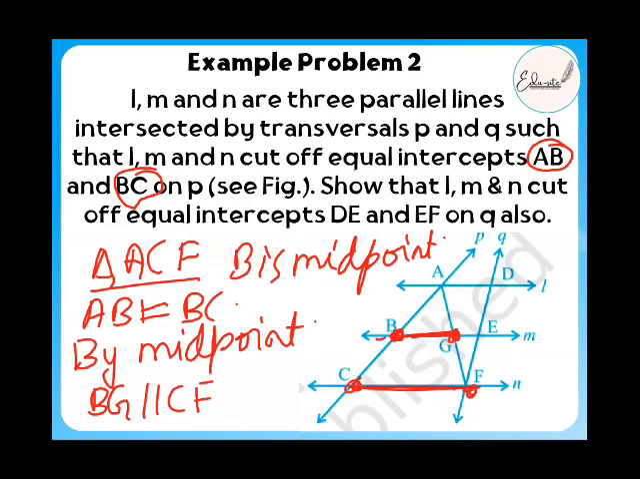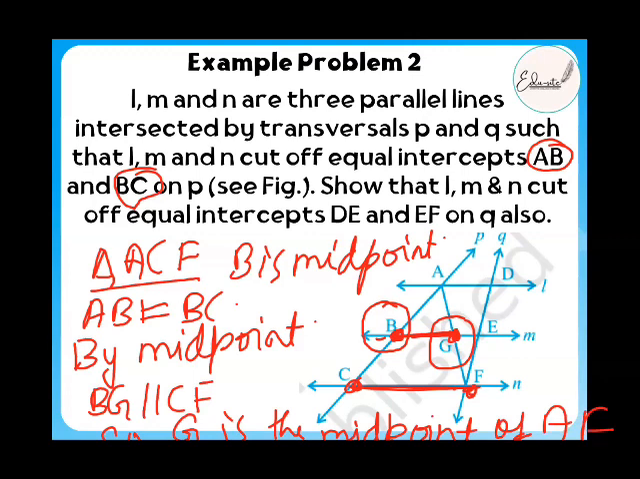If BG is parallel to CF, and B is the midpoint, we can also consider G a midpoint. Therefore, G is the midpoint. Why is G the midpoint? Because B is a midpoint and we have applied the midpoint theorem. So G is also the midpoint of AF. That is one done. We just proved that G is a midpoint of AF.